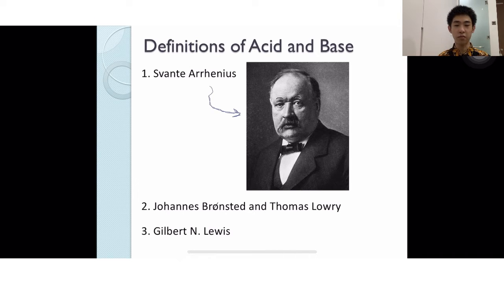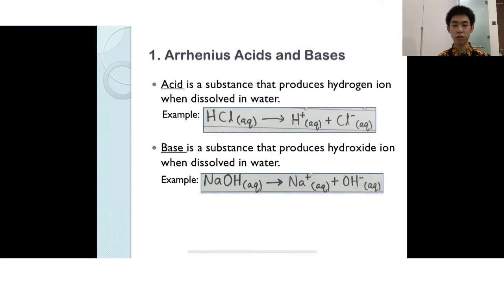Definitions of acid and base. There are three definitions of acid and base: Arrhenius, Bronsted-Lowry, and Lewis. Let's start with Arrhenius. Based on Arrhenius acids and bases, acid is a substance that produces hydrogen ion when dissolved in water. The example is hydrochloric acid producing hydrogen ion plus chloride ion, while base is a substance that produces hydroxide ion when dissolved in water.